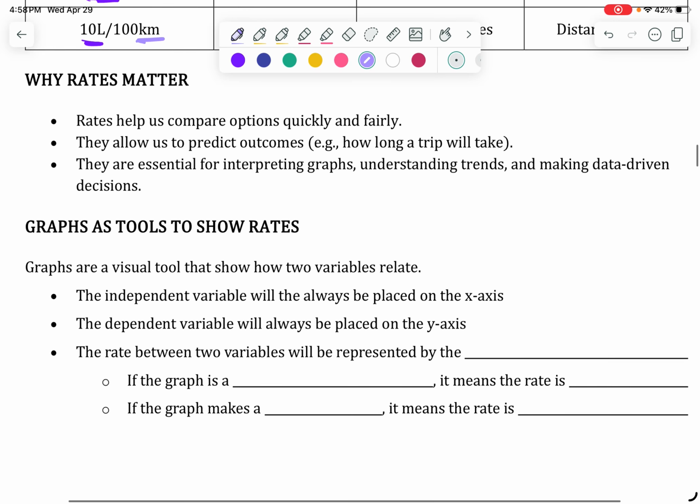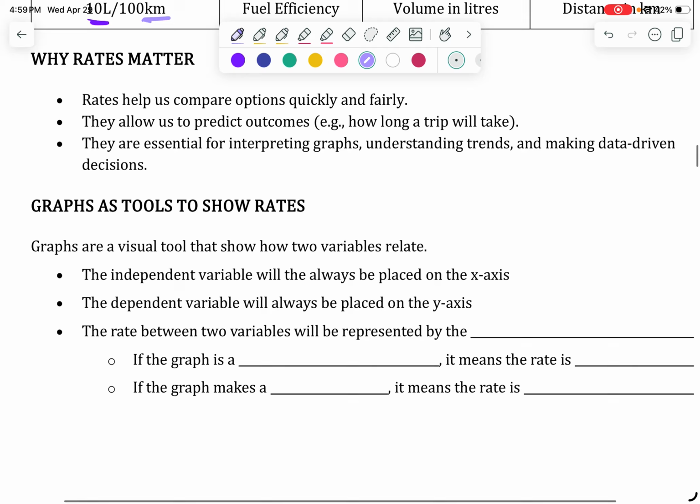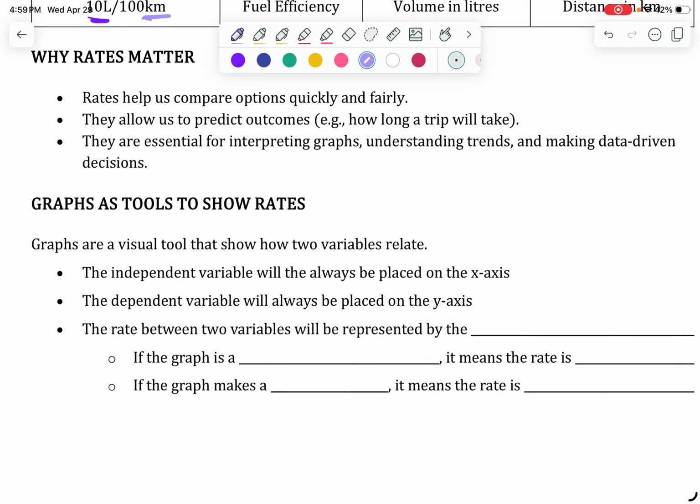Rates can also help us predict outcomes. So if I'm driving at a speed of 100 kilometers an hour and I have to go 800 kilometers to reach my destination, I'm going to predict it's going to take me 8 hours, right? So I can use that for prediction purposes. And then it also helps us understand graphs, understand trends, make decisions, etc.